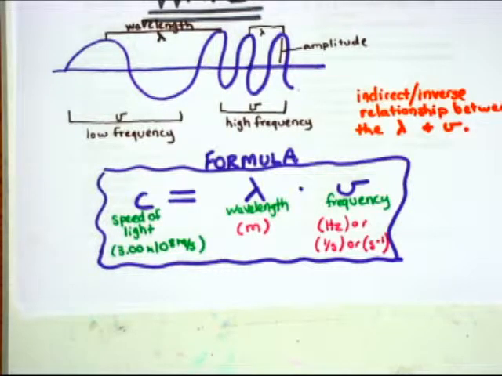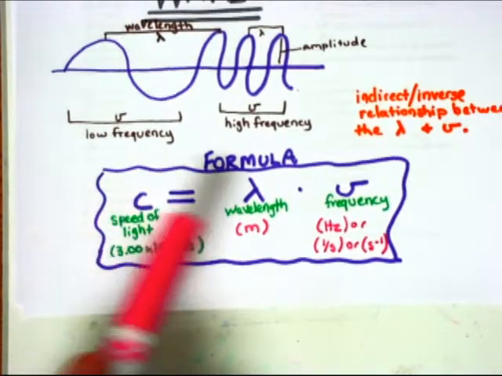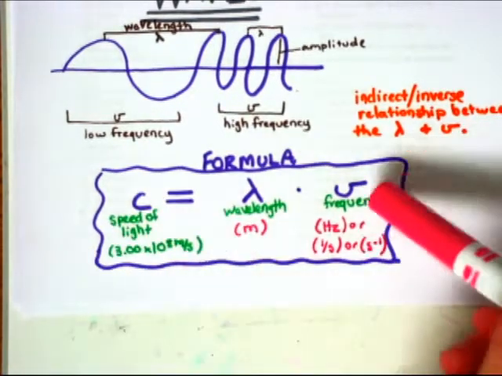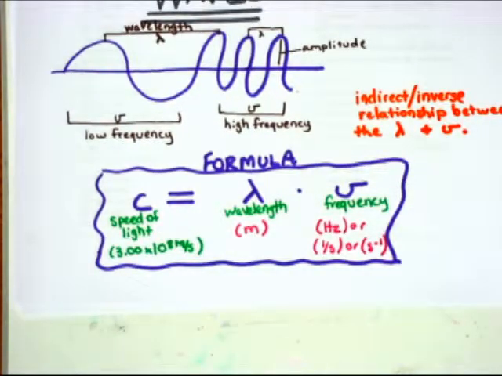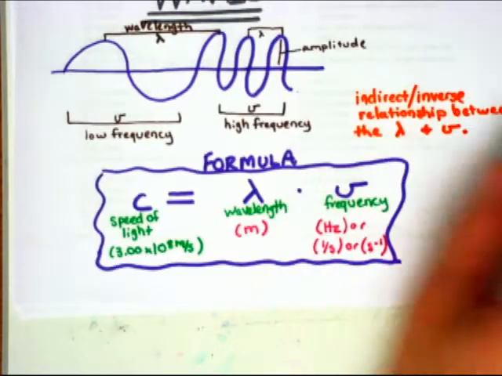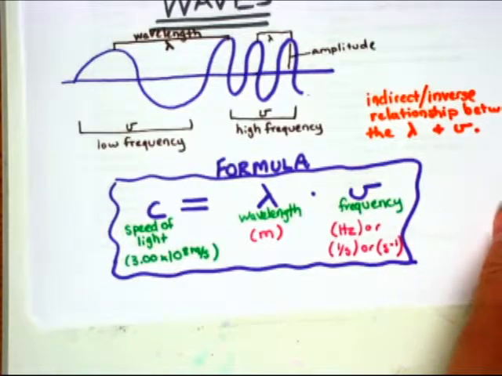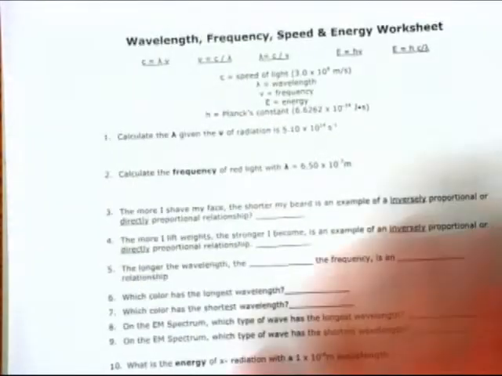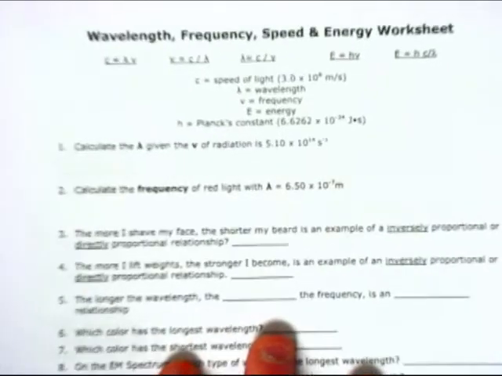Now, what does this mean? Well, if you know the speed of light and the wavelength, you could find the frequency. Or if you knew the speed of light, which you do, and you know the frequency, you could find the wavelength. Once you know 2 variables out of 3, you can find the third. So let's look at that first problem on the paper I just gave you. Of course, you might need out your calculators.